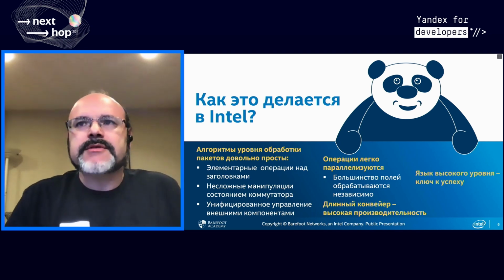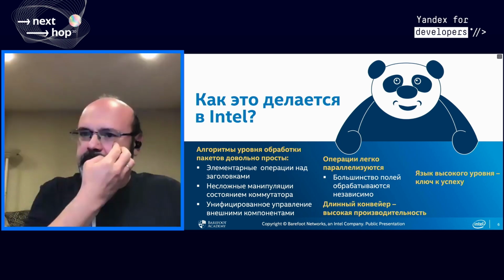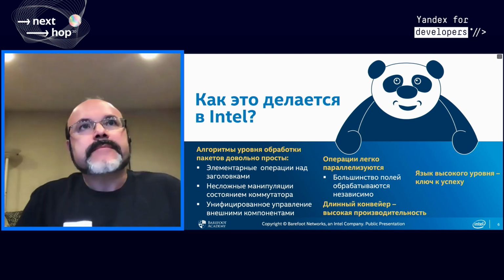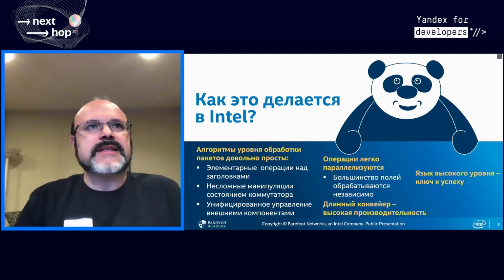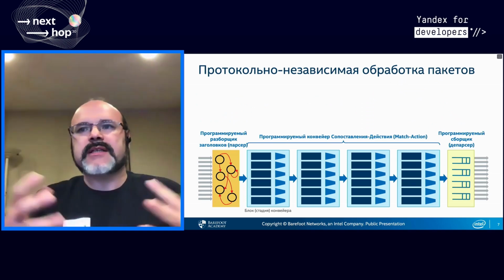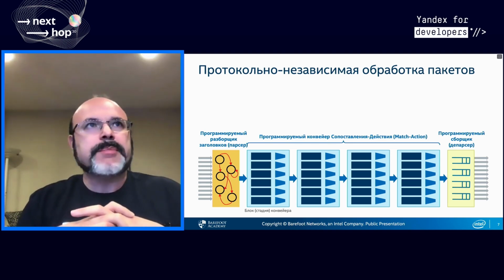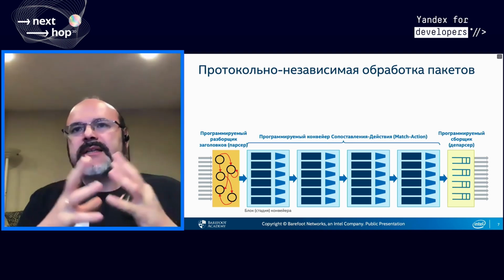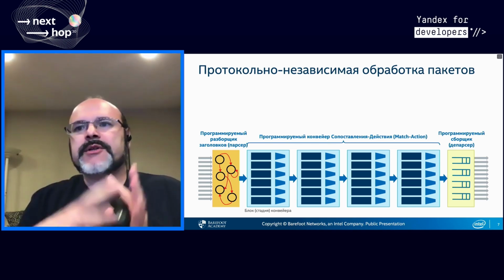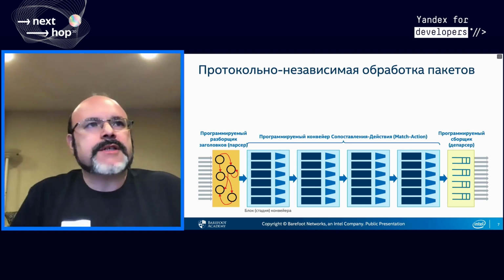And most importantly, this should be programmed in a high-level language, because if we do this at a register level or something, then nothing can be done. So how is it organized in real life? It all starts with this abstract picture. This is protocol-independent packet processing. And this structure works the same for every switch.